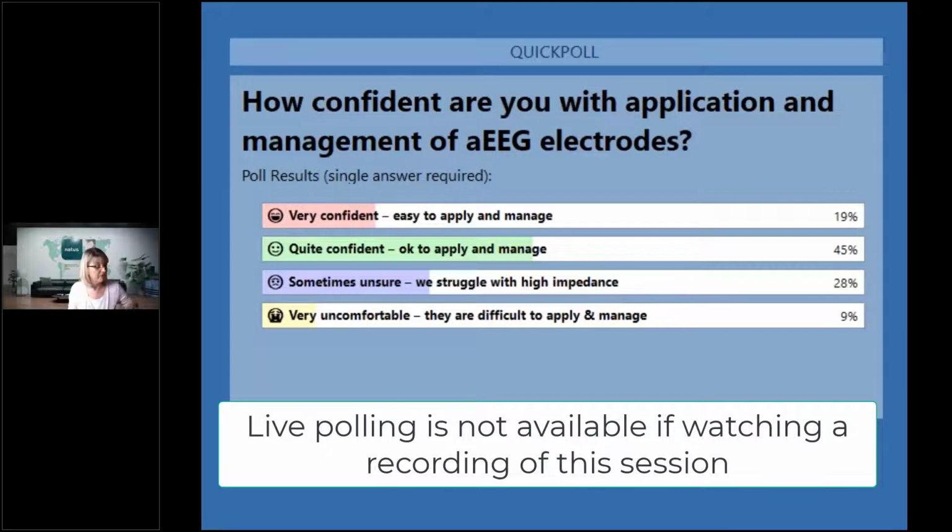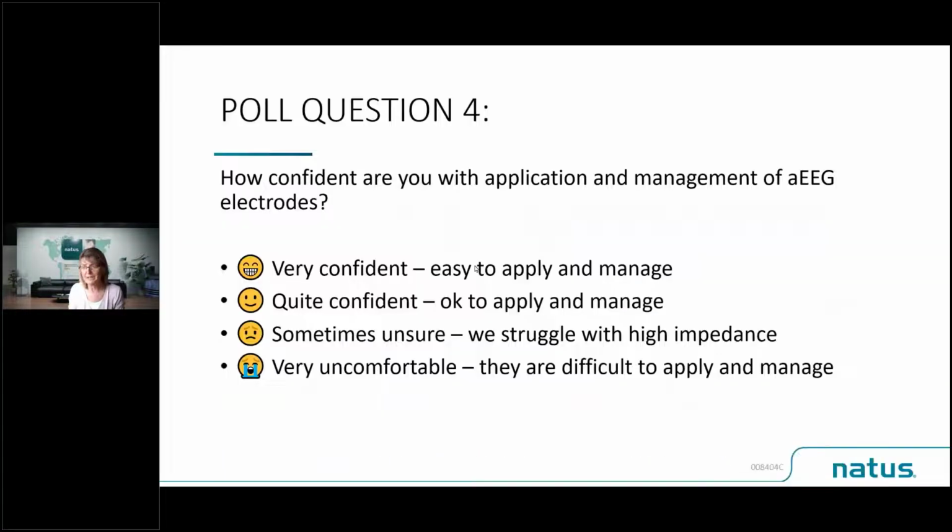19% of people feel very confident that they're easy to apply and manage. That's fantastic. 45% quite confident. 28% unsure, struggling with impedance, and 9% of people very uncomfortable. So let's hope by the end of the session that we can help the people who are unsure and uncomfortable to feel better about electrode management. Okay, so let's move on.